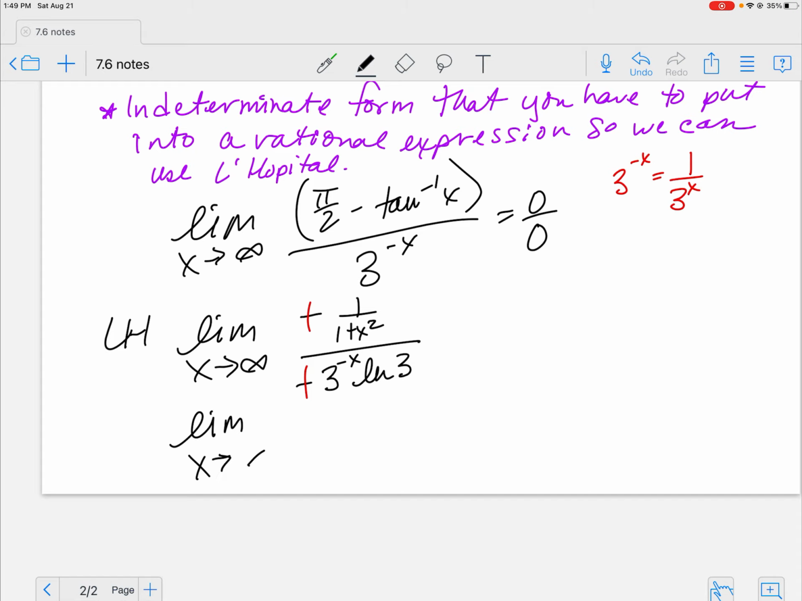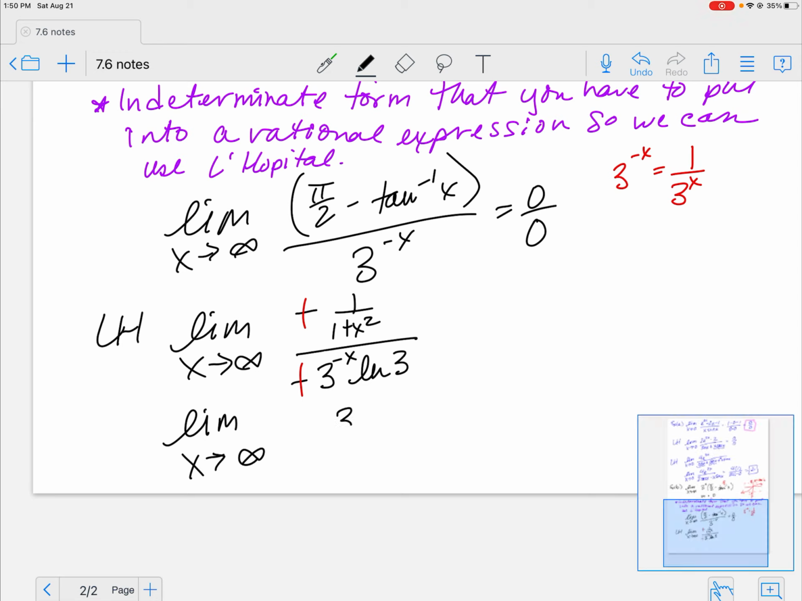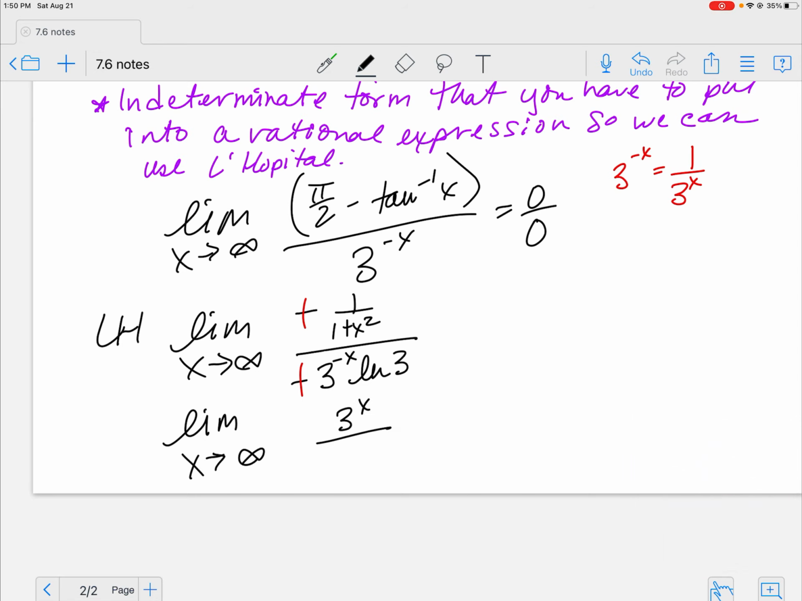The limit as x approaches infinity here is going to give me 3 to the x over the natural log of 3 times 1 plus x squared, right? When you multiply by that reciprocal, this is in the denominator. It goes to the top over the natural log of 3 when you multiply by the reciprocal, right? Okay, that's just our basic algebra. Now, let's talk about this for a second.